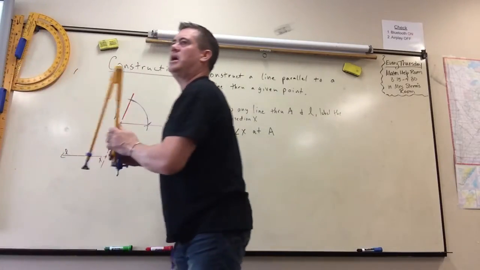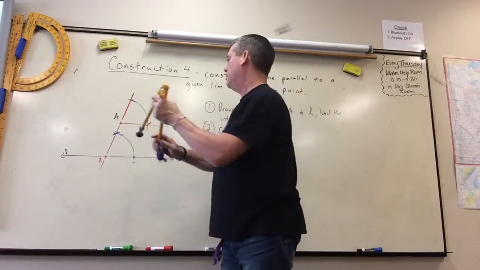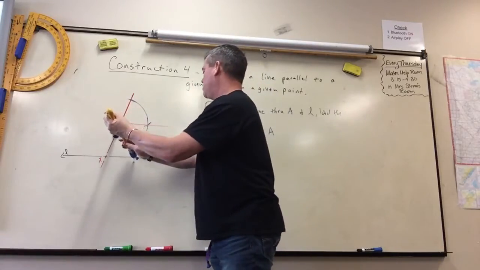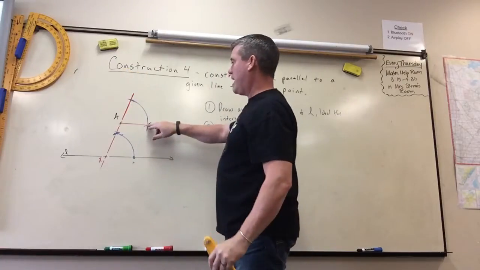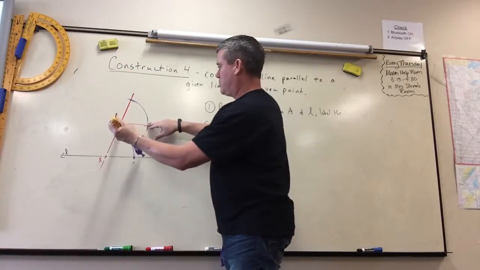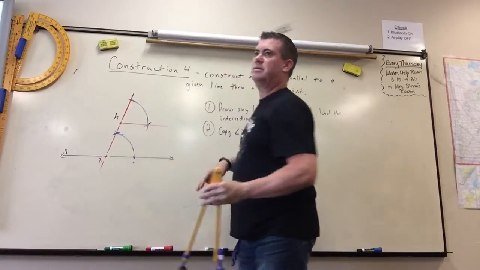Okay, look. You make these two arcs, and then you measure to see how far it is from here to here. You do the same thing here to here to get that. So you measure this, measure that, and then you draw that.